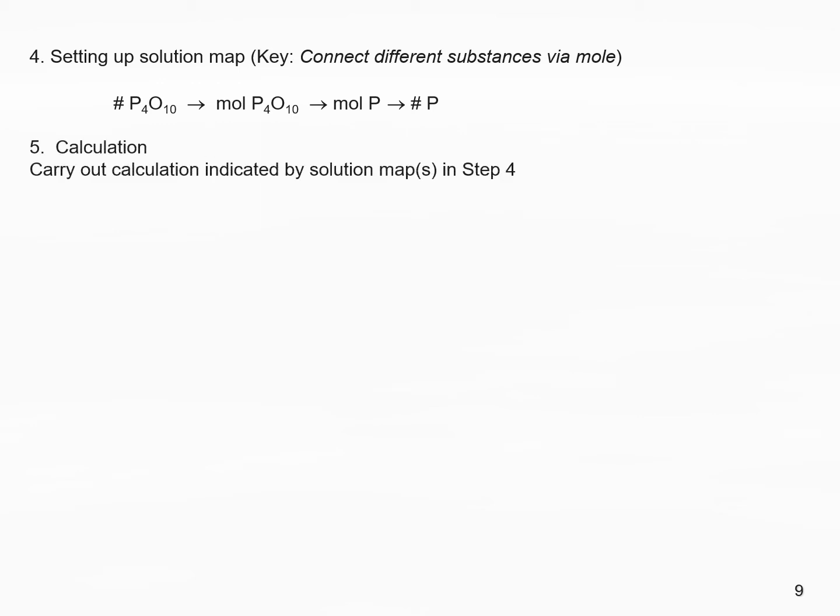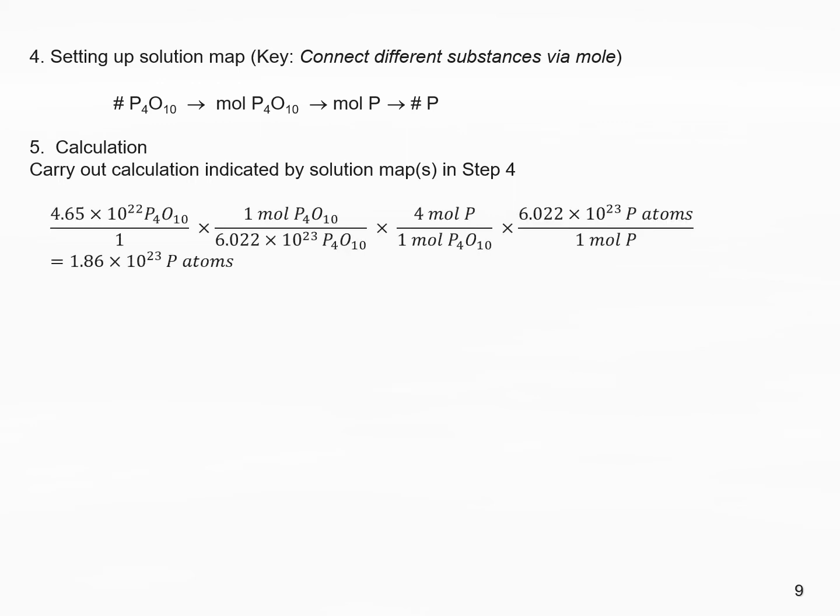All right, so let's carry out the solution map by setting up the calculation. We start off with 4.65 times 10 to the 22nd P4O10. So get to the moles. Then moles of phosphorus, remember, stoichiometry is a 4 versus 1. And from moles of phosphorus to numbers, again, this is the definition of a mole. And the calculation leads us to 1.86 times 10 to the 23rd phosphorus atoms. That is for this calculation example problem.